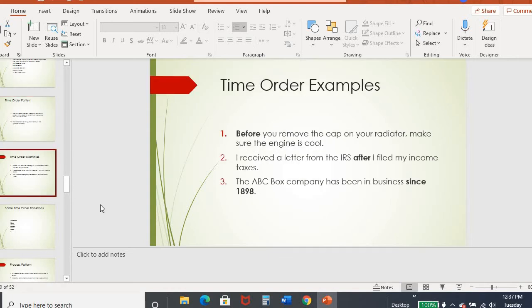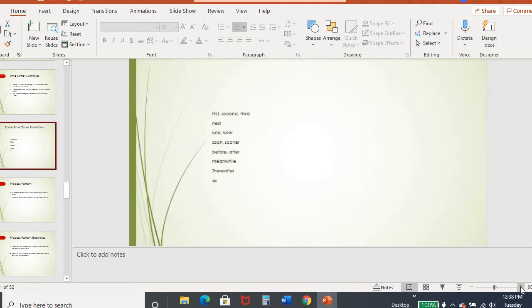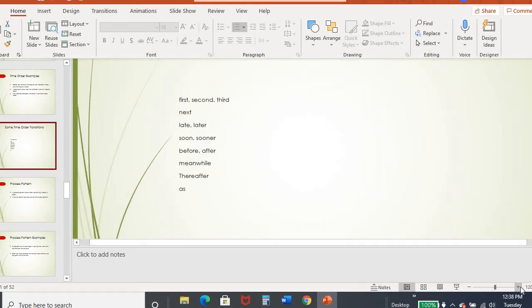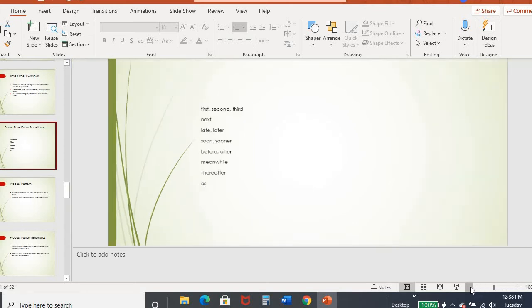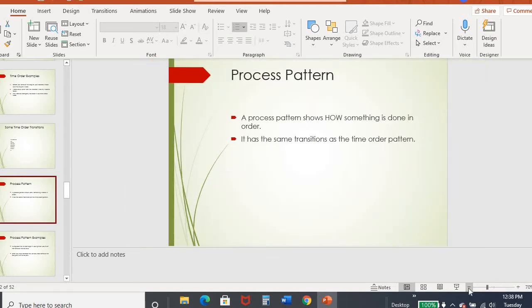Before you remove the cap, make sure the engine is cool. I received a letter from the IRS after. The ABC Box Company has been in business since 1898. So those are all time order examples. How you know an author is using time order is they may say things like first, second, third, next, later. They may also use dates or years, March 1999, Saturday, to let you know that they're showing how something happened in time.